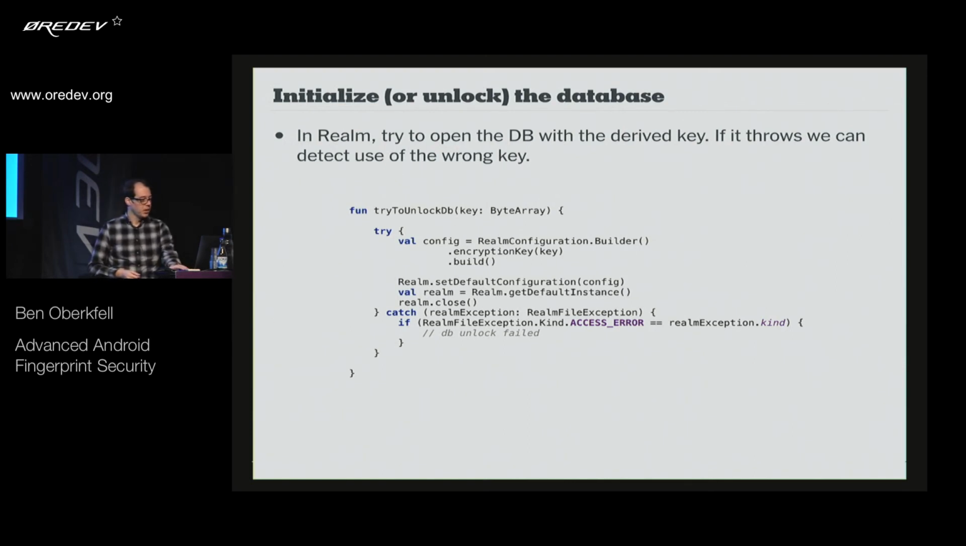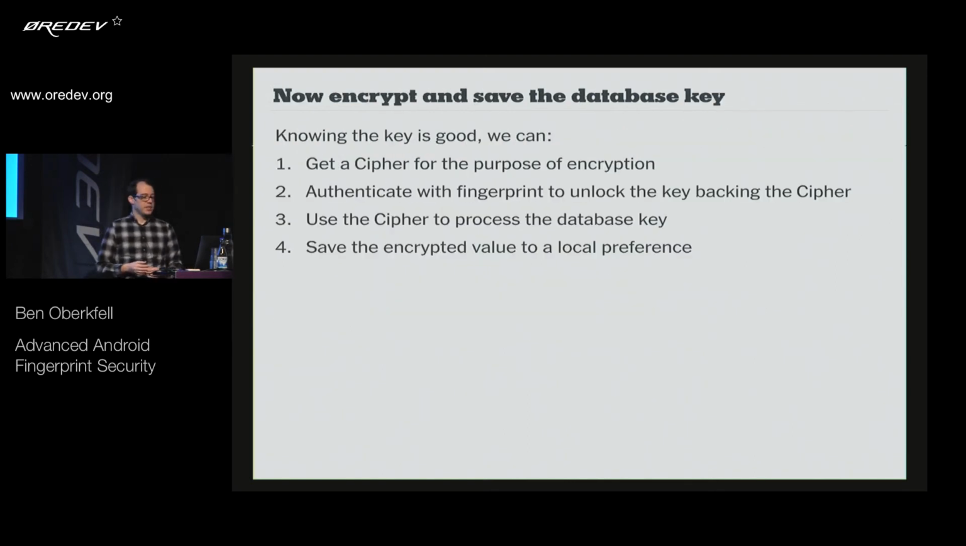So knowing that the key is good, that we've successfully been able to unlock our Realm, we have that key sitting there, so we can go and get a cipher for the purpose of encryption. We can authenticate with the fingerprint to unlock the key that we're going to use to encrypt the Realm key. We're going to use the cipher to process that and get an encrypted version of the Realm key. And then we can persist that value locally. In our example code, we just have that in a shared pref.